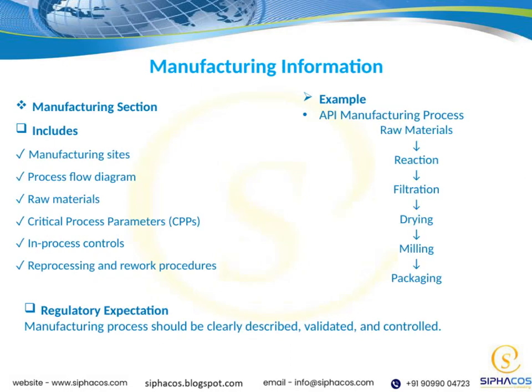When it comes to regulatory expectations, clarity and control are key. The manufacturing process must be clearly described, validated, and tightly managed. This means laying out every step, from raw materials through reaction, filtration, drying, milling, and finally packaging. Alongside this, the manufacturing section includes important details like the sites involved, process flow diagrams, critical process parameters, in-process controls, and any procedures for reprocessing or rework. Together, these elements ensure the process is transparent and reliable.